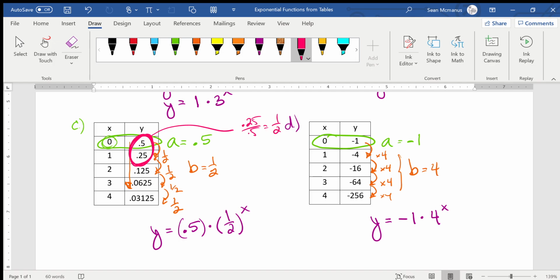Okay, that's all we got for this lesson. This should get you set up for your Delta Math problems pretty good.